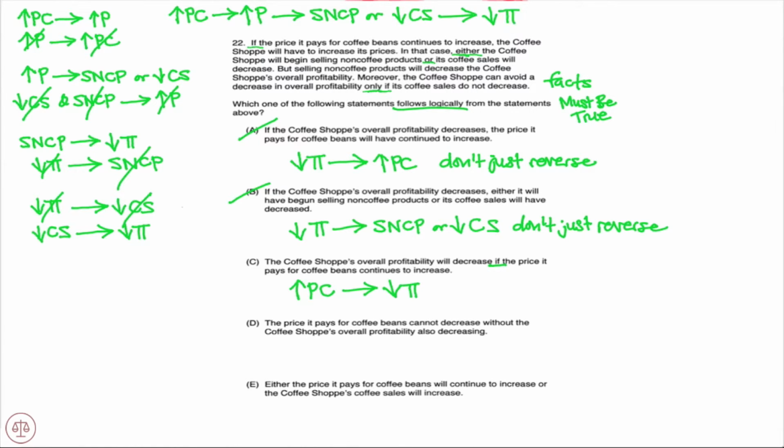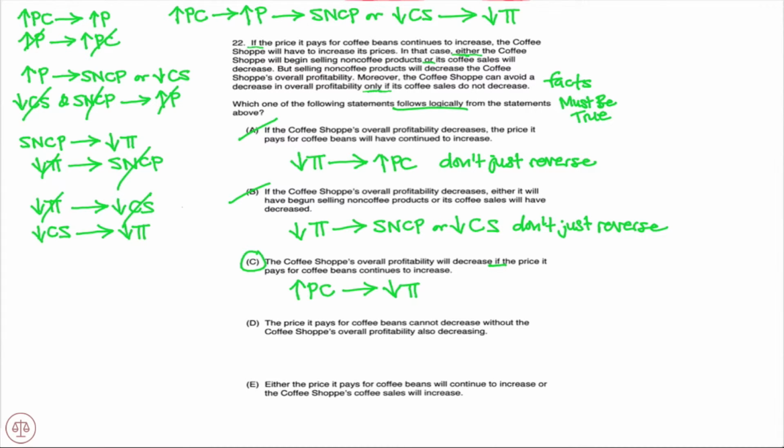So C is 100% supported by the information in the passage. It is the transitive deduction that we were able to make by putting together all these different sufficient and necessary statements, combining them into one long chain because they clearly all linked up, and C would be the correct answer.